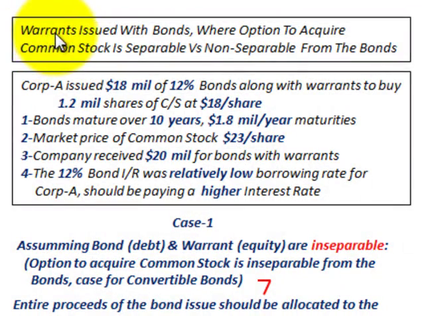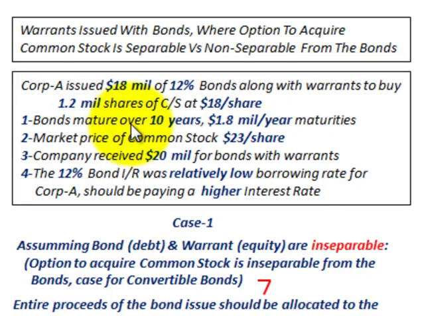What we're going to be going over here: warrants issued with bonds, where the option to acquire common stock is separable versus non-separable from the bonds. For example, Corporation A issues $18 million worth of 12% bonds along with warrants to buy 1.2 million shares of common stock at $18 per share. So with the warrant, you can buy a share of common stock at $18.